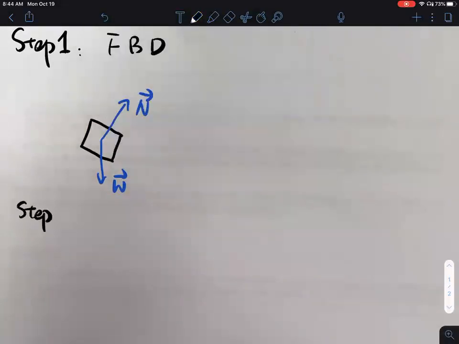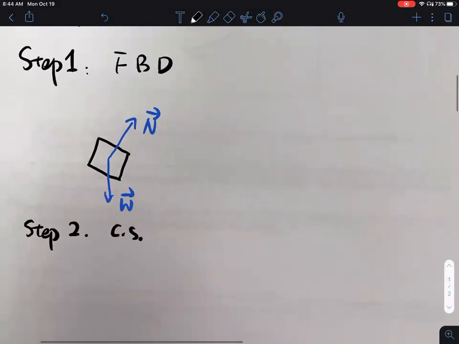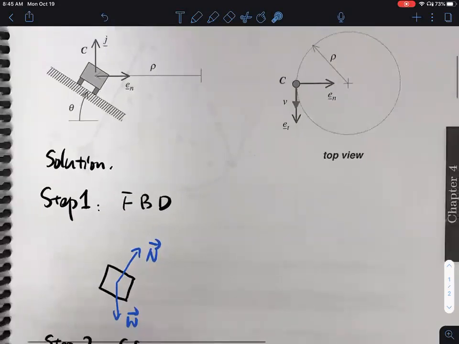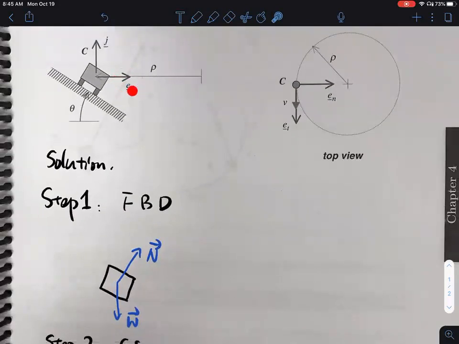Now let's jump to step 2, set up the coordinate system. If we look at this problem, on the right-hand side here, it's pretty nice. It already set up the coordinate system for us. Same here. E_N, E_T, what does that mean? Whenever you see E_N, you should think about what? Path coordinate system. All right, great. So here, it looks like they already set up the path coordinate system for us.